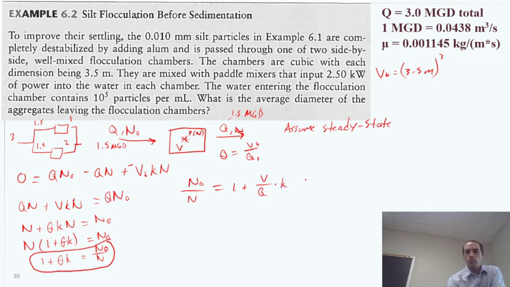Do you guys have V? Who has V for me? 3.5 cubed. 42.875. Thank you. Okay. And what about the flow rate? I know it's 1.5 mgd. We had that conversion. Somebody do 1.5 times that for me. 0.0657.